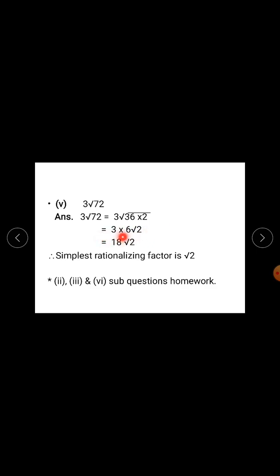3 into 6 root 2. Now 3 6s are 18, so equals 18 root 2. So 3 root 72 equals 18 root 2. Therefore, the simplest rationalizing factor is root 2. Students, second, third and sixth sub questions are homework.